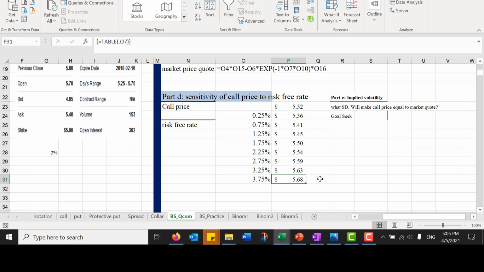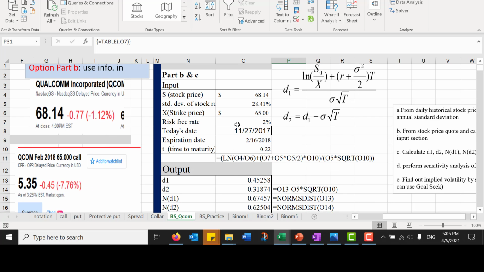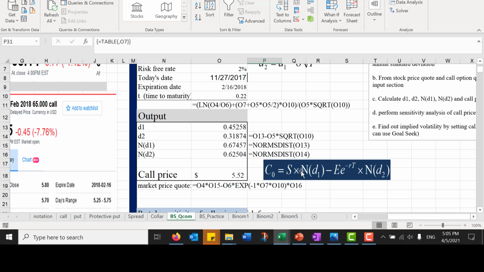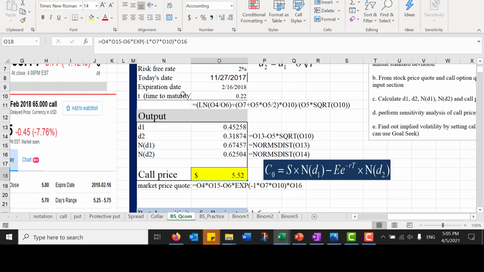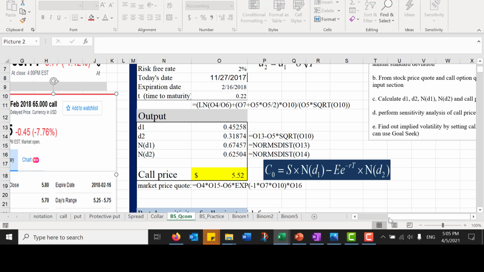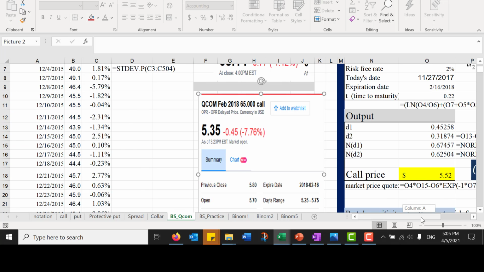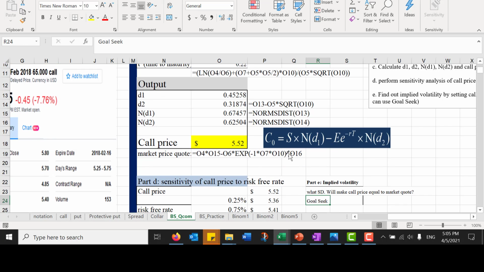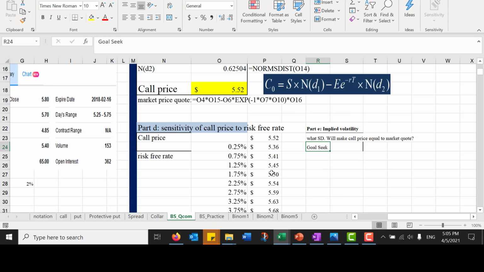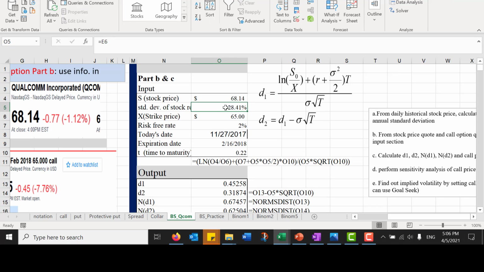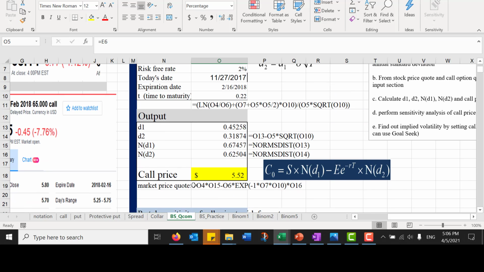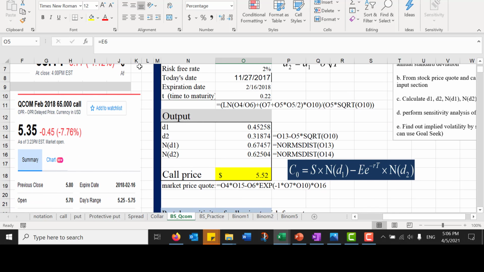So most of the information is given from the quotes, right? So we will just enter the average closing price. 68.14 is the Qualcomm closing price on that day. Strike, look at this. This is strike 65, right? 65 indeed. Strike is set at 65. Okay, so the date.